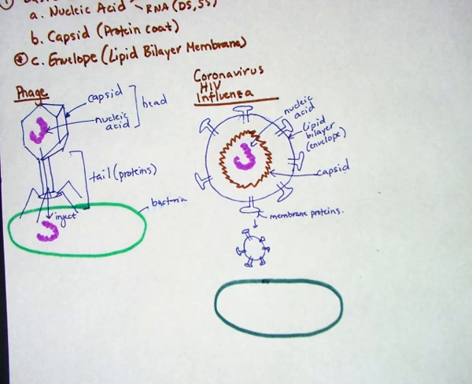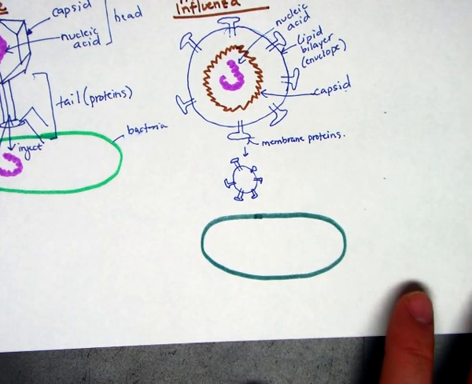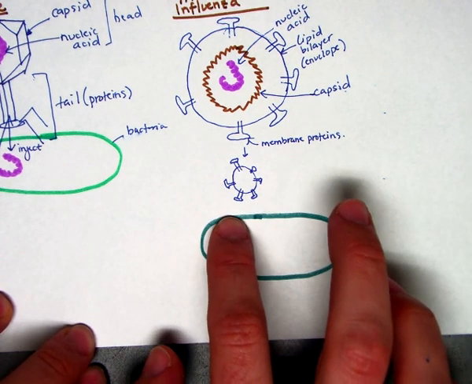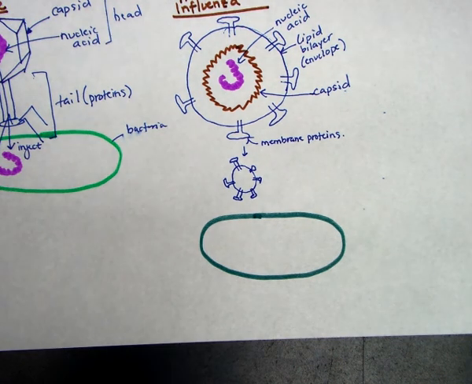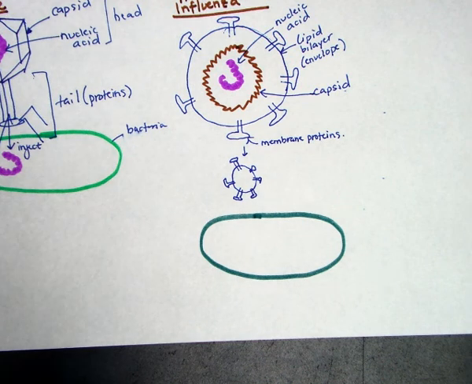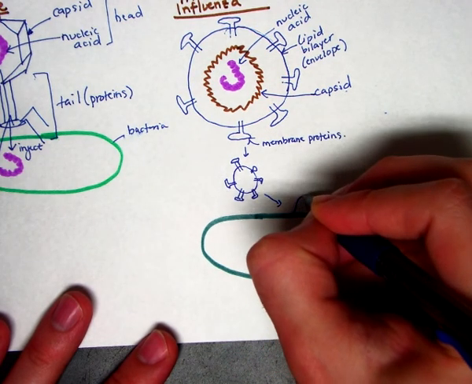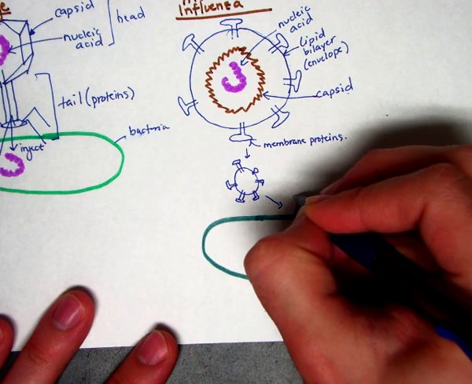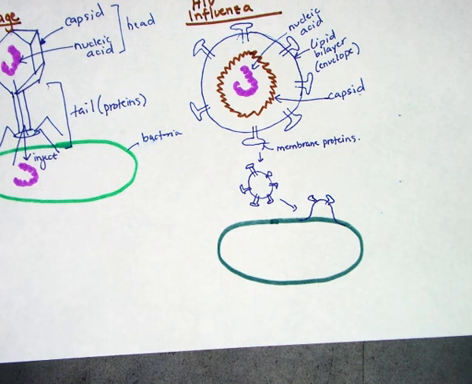Because it has a lipid bilayer around it, what this allows it to do is that cells have a lipid bilayer around them as well. So instead of it just injecting, what do you think it's going to do? It's going to fuse with the membrane and then dump its contents inside. So it'll look something like this. So it fuses with that membrane.